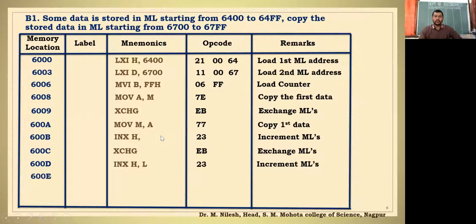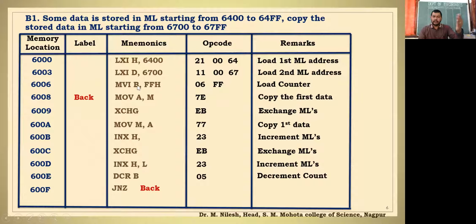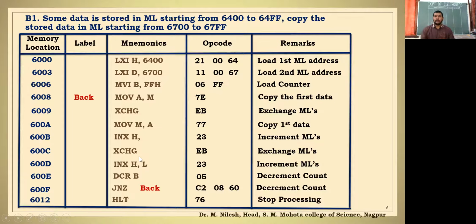So now we have to check the counter with DCR B. Decrement the count by 1, and check whether the counter is 0 or not. If it is not 0, then we have to jump back to this position. And we have to repeat this procedure 256 times, right? After completion of this loop, the counter becomes 0, and as soon as it becomes 0, the jump if not zero will not be satisfied, and as soon as B becomes 0, it will come out of the loop. As soon as it comes out of the loop, we will halt the program. This was the main program for copying.